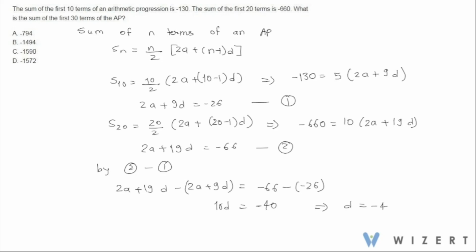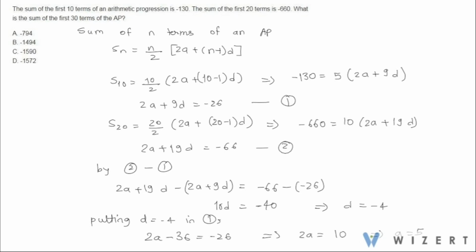Now if we put this value of d in equation 1, putting d equal to minus 4 in 1, we get 2a plus 9 4s are 36. So 2a minus 36 equal to minus 26. So we get 2a equal to 10. So we get a equal to 5.